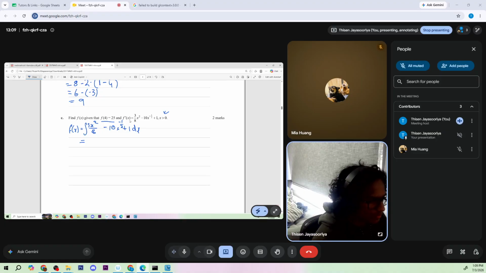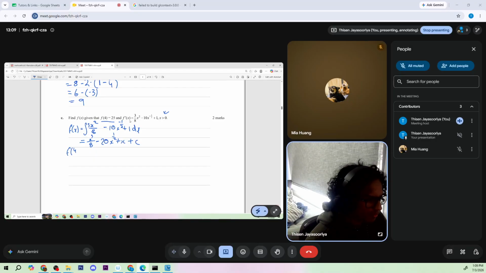And that's going to be equal to x to the power of 3 over 8 take the 20x to the power of a half, because you divide by a half, which means you times it by 2, plus x plus c.